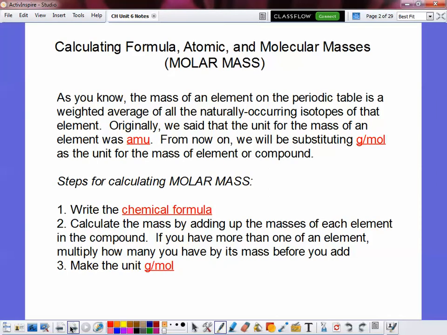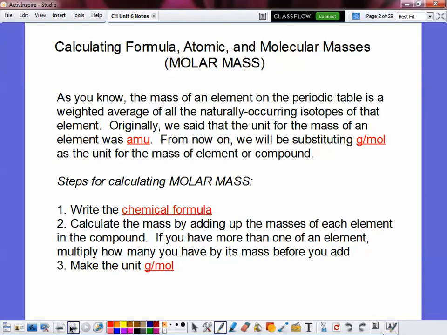Way back in Unit 2, we learned how to calculate average atomic mass, where we took the weighted average of all of the naturally occurring isotopes of an element, right? If you don't remember how to do that, you might want to review it before you take your SOL in May, because that's going to come back.